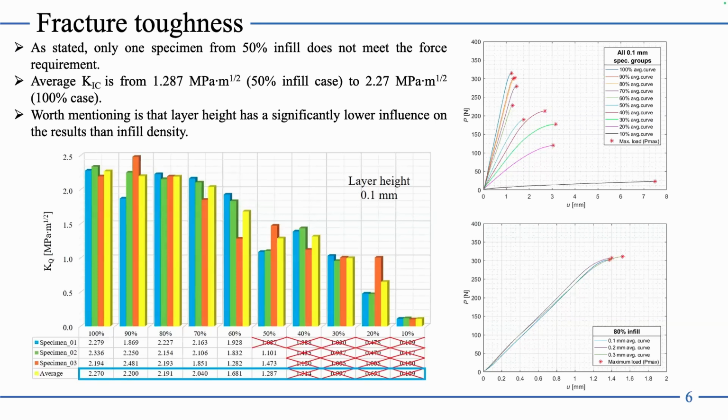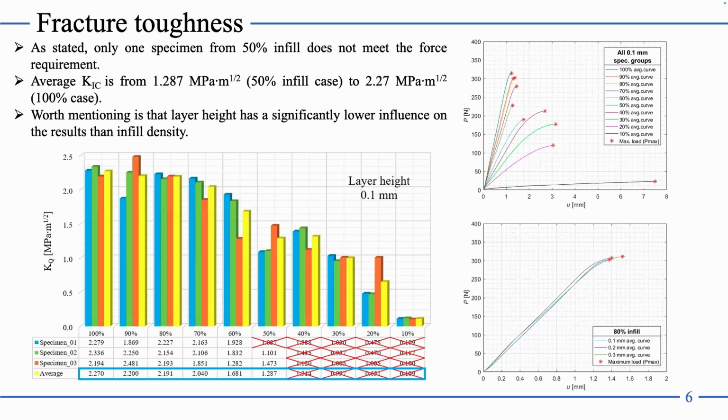So in this matter, the K1C highest value is about 2.27 megapascal square root meter, and it goes down to, sorry, about 1.2 for the 50%.